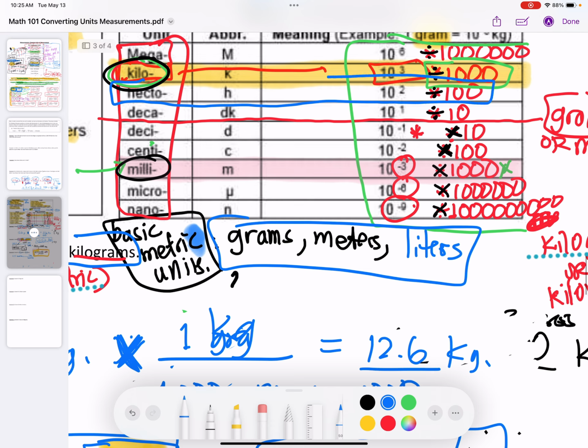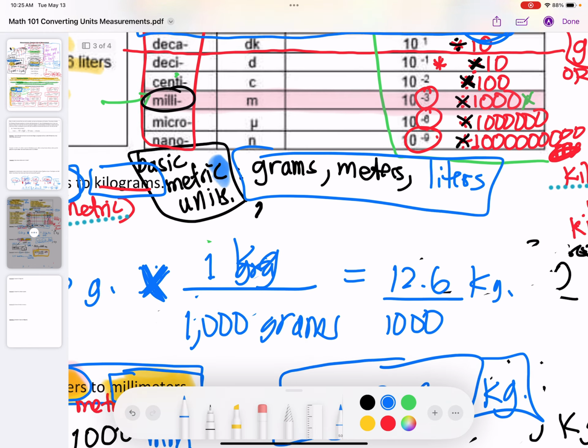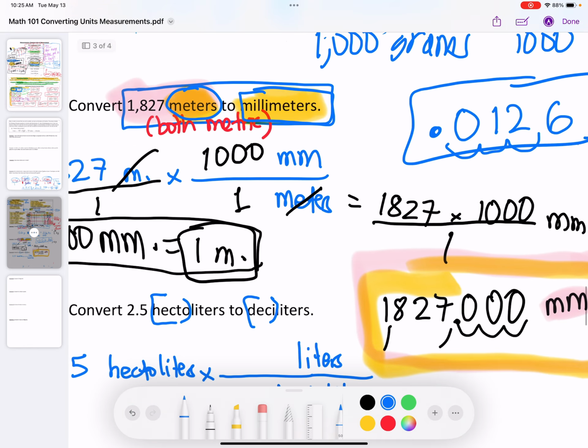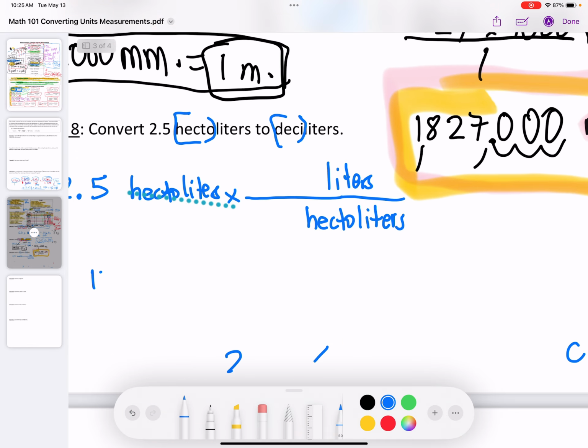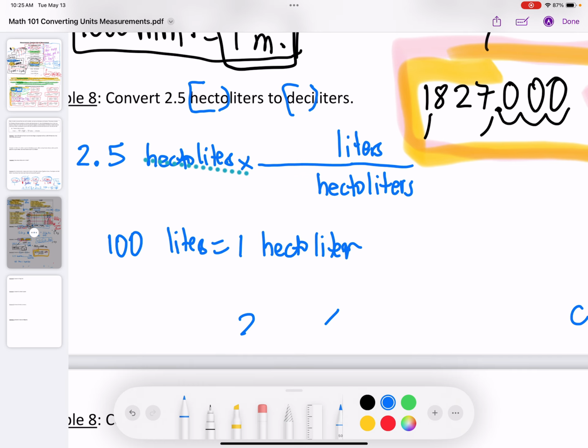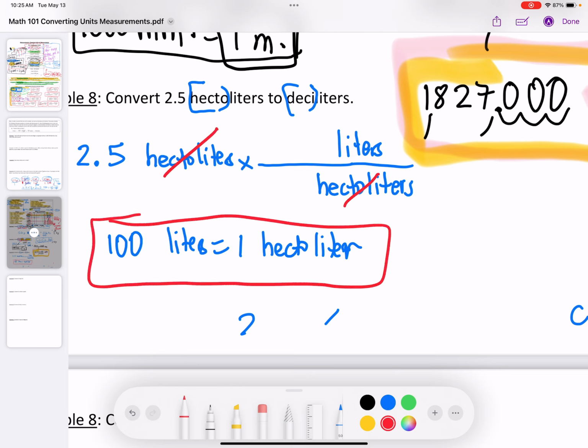There's 100 liters in a hectoliter. 100 liters is 1 hectoliter, because apparently hectoliters are larger than liters. So which one goes in the numerator and which in the denominator? I said I want hectoliters in the denominator, so I put the 1 there and the 100 liters in the numerator. All right, looks good, but this is my stepping stone.